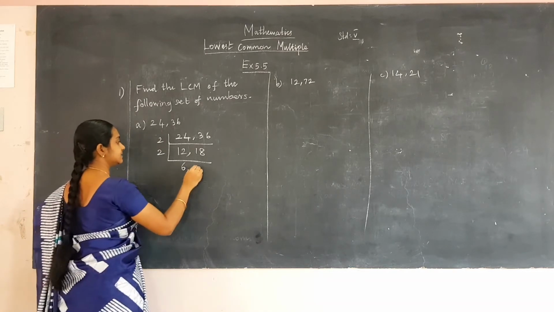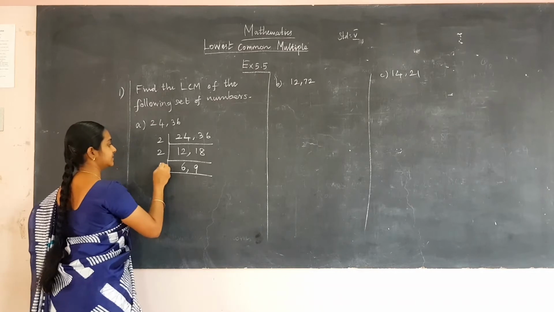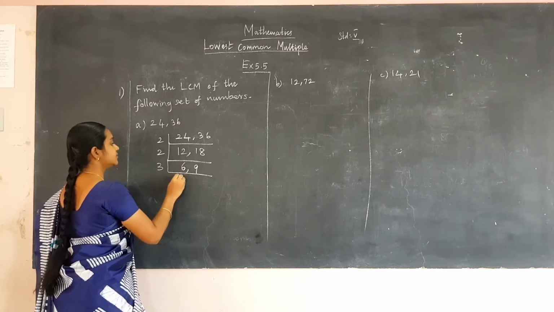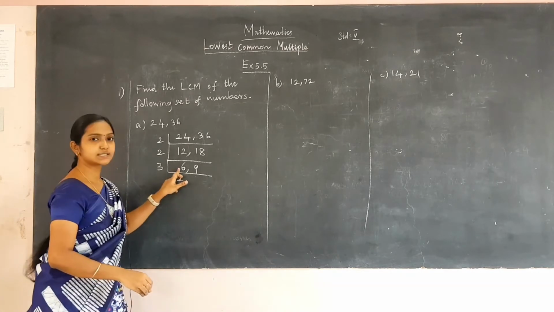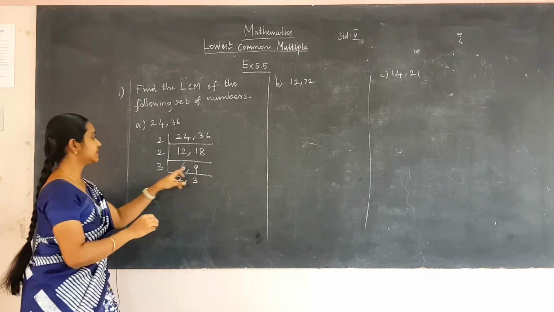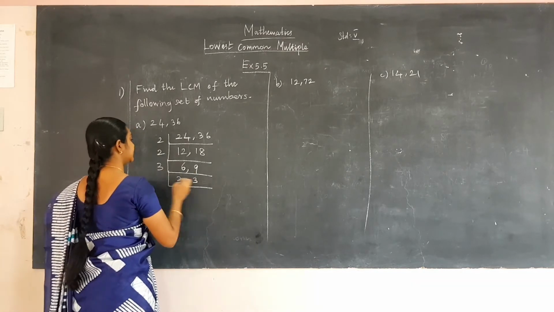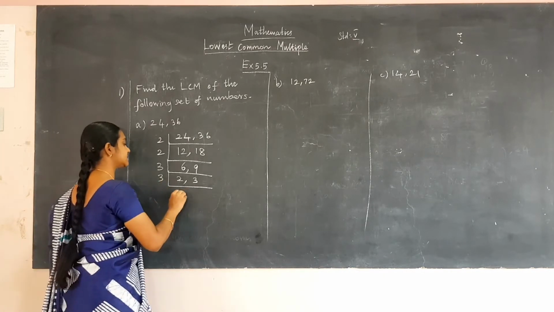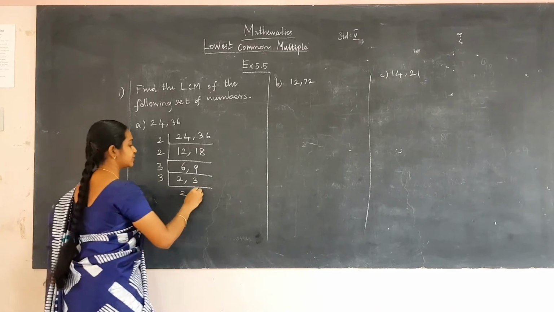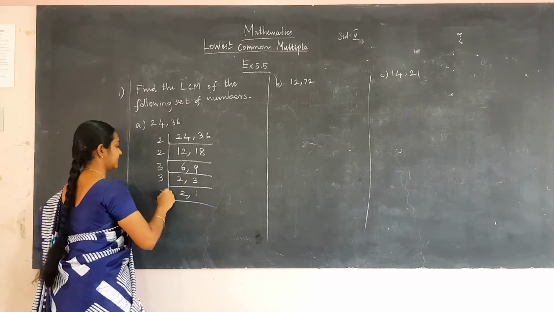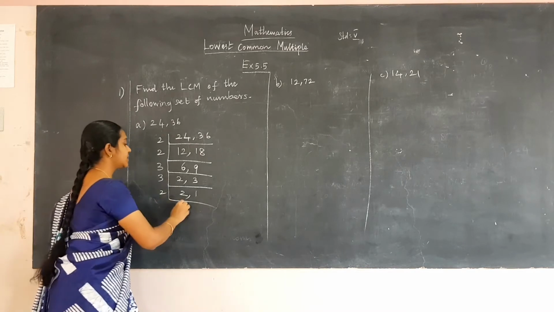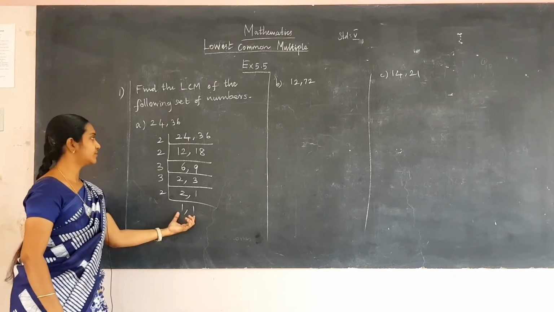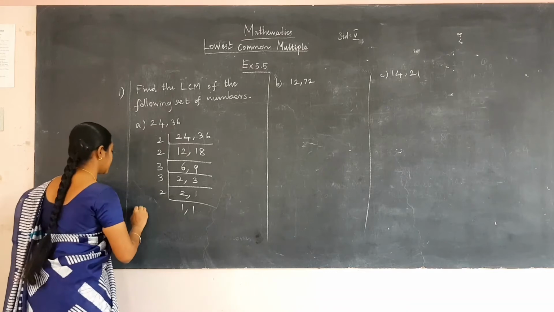9 into 2 is 18. Let us divide it with number 3. 3 into 2 is 6. 3 into 2 is 6. 3 into 3 is 9. Divide it with number 3. We can't divide 2 with 3, so keep 2 as it is. 1 3 is 3, so write 1. Divide 2 with 2. 1 into 2 is 2. We have got 1 here. So we can stop. We have to multiply all these numbers for LCM.